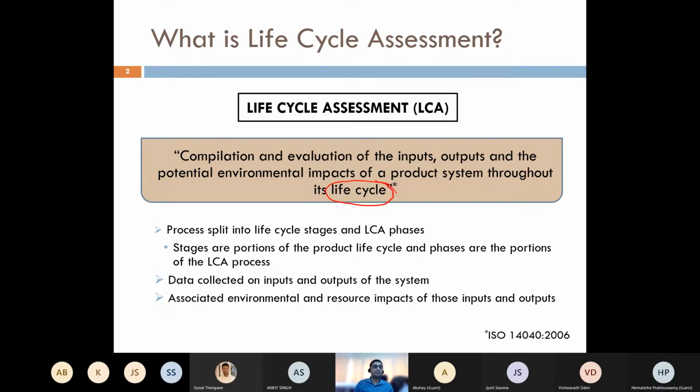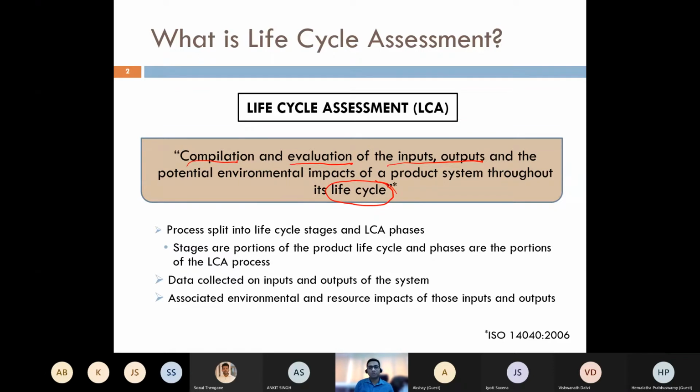We are not just considering one life stage, it's the whole life cycle, from the birth of the process till its maintenance and the final disposal of the product. Then the important thing is the compilation of inputs and outputs. So life cycle assessment would involve compilation, or inventorization, of all the major inputs and outputs related to that product or process. It would also involve evaluation of the different inputs and outputs which are related to the product.